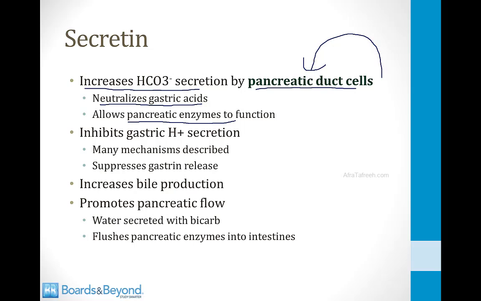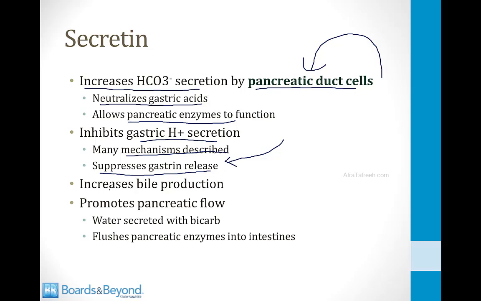There is also evidence that secretin directly inhibits gastric acid secretion. Many mechanisms have been described, but one of the important ones that we'll talk about in a minute is that secretin normally suppresses gastrin release. This does not occur in gastrinomas, and that's one of the clinical uses of secretin. We'll talk about that in the next slide.